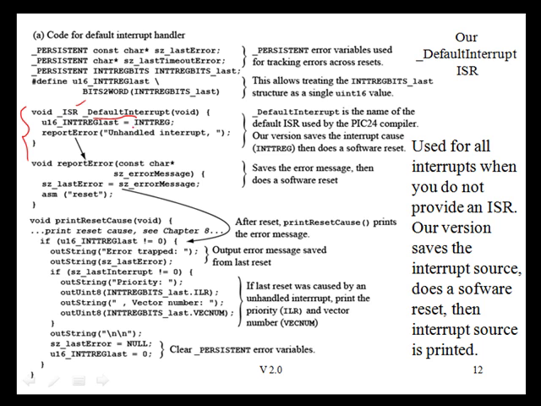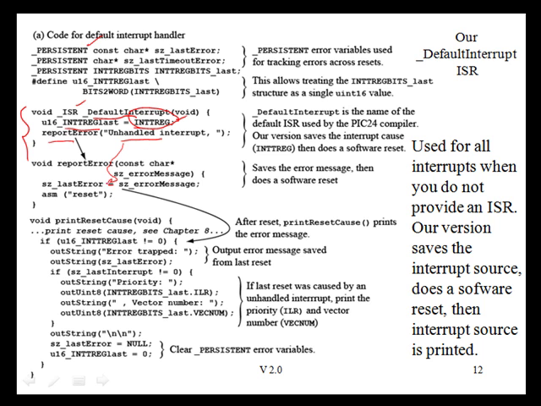This shows our library implementation of the code for the default interrupt ISR. What it does is it copies the contents of the special function register intreg, which contains some information about the interrupt that caused this ISR to be executed. It copies that information into this persistent variable. Recall the persistent variable is not touched by the C runtime code, so that means it can carry information across processor resets. Then we're going to call this library function called report error, where we pass it a string.